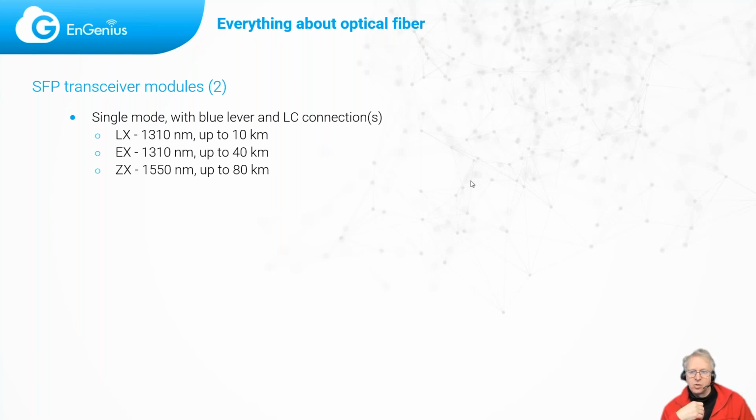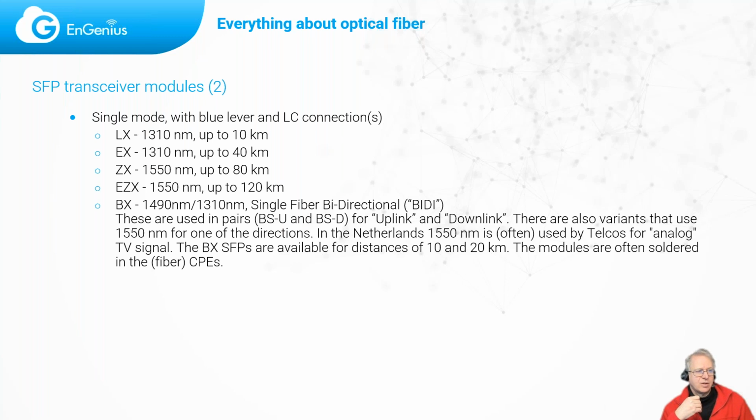So for the longer distances, the ZX, 1550 nanometers is used, and then you have 80 kilometers, 120 kilometers, and then we also have the BD or bidirectional devices using a single fiber. Those are 1490, 1310. You need a pair, and they have to be matched. So one side is 1490 transmit, the other is 1490 receive, and then the 1490 transmit receives on 1310, and the other one sends on 1310.